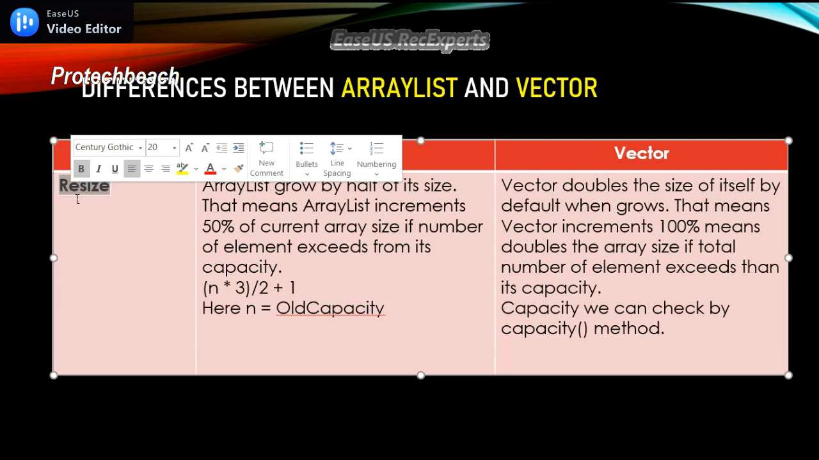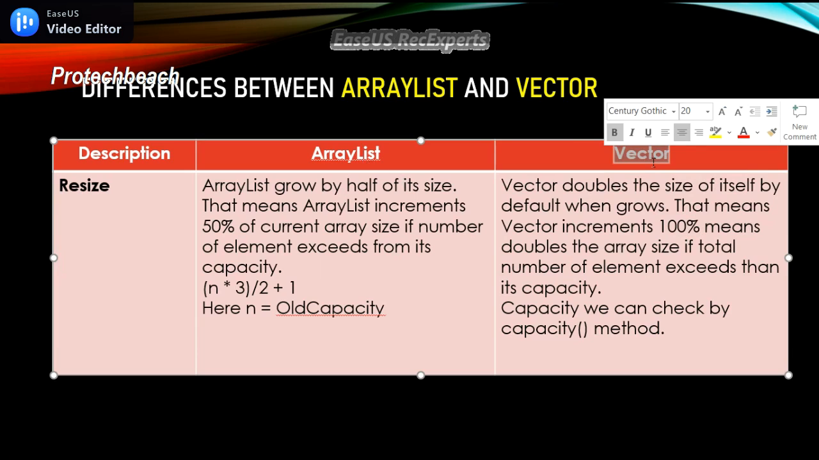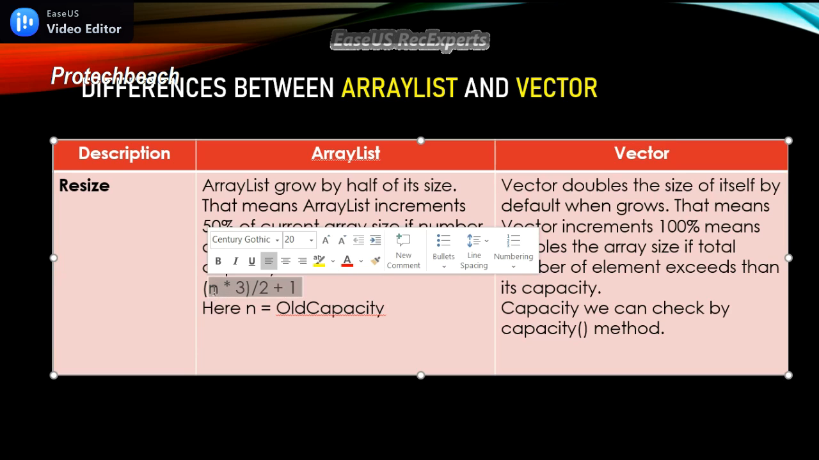Resizing. Resizing we already discussed: ArrayList will increase its capacity by 50% and Vector will increase its capacity by 100%. ArrayList's default capacity is 10, and Vector's default capacity is also 10, but the way of increasing is different. How the increased capacity is calculated is a formula. This we have already discussed in the previous video as well.